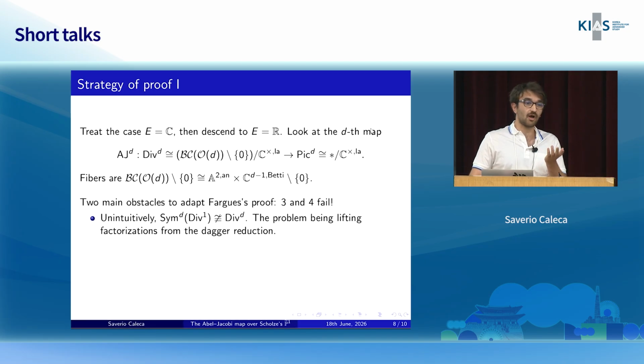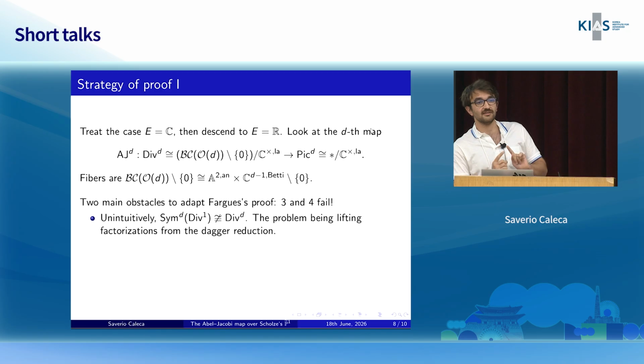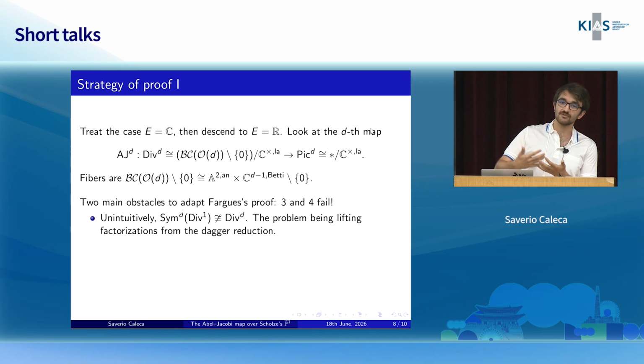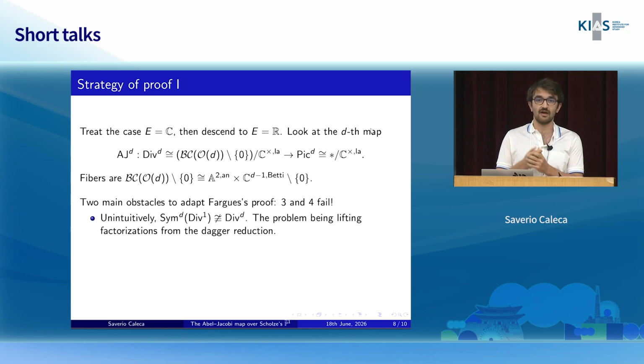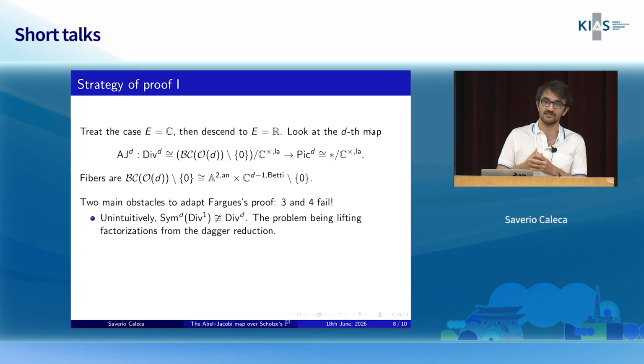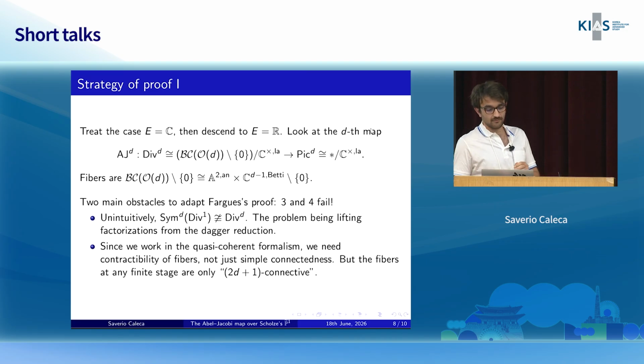So now there are two problems if one tries to adapt Fargues' proof. The two points which I first highlighted in the proof of Fargues fail, meaning 3 and 4 fail. So intuitively, the d-th symmetric power of Div^1 is not Div^d, which is a problem. And the problem comes from lifting the factorizations from the dagger reduction, because this acts as some kind of nilpotence. The dagger reduction is the nilpotent thickening I talked to you about before.